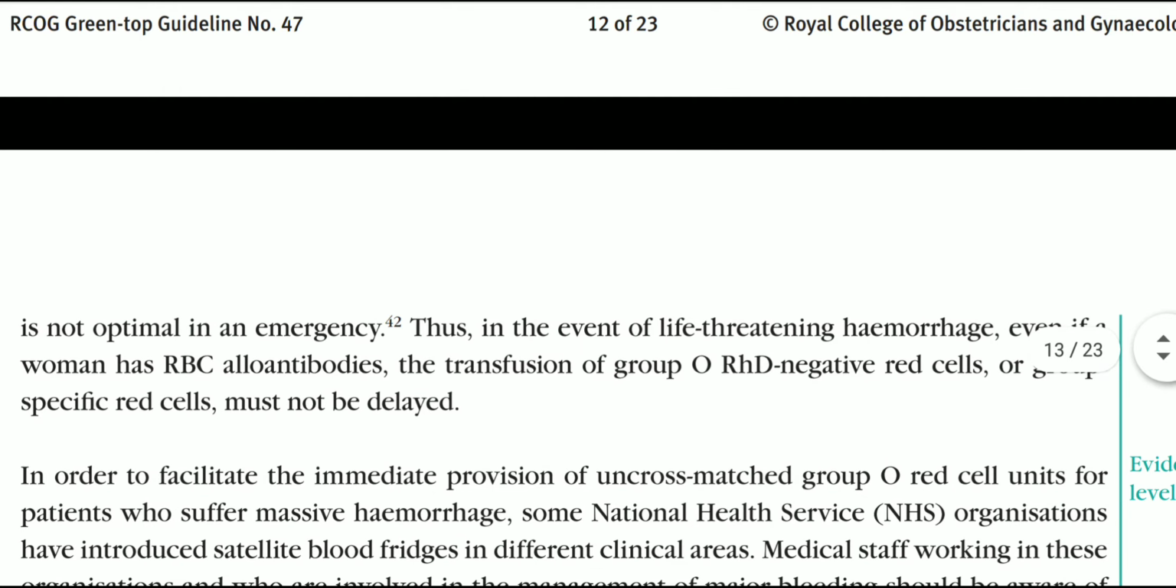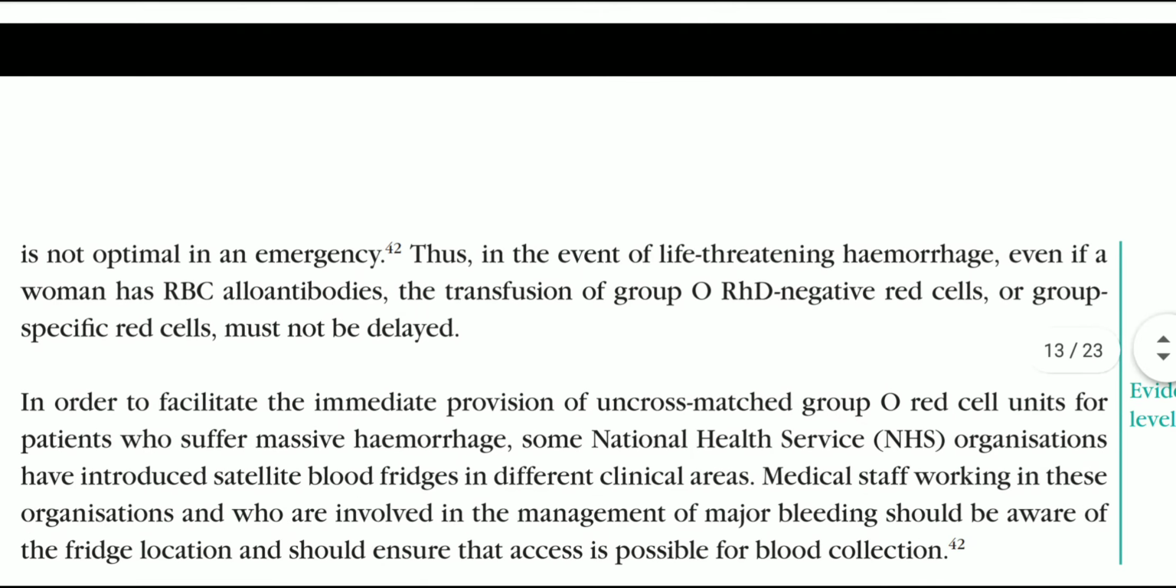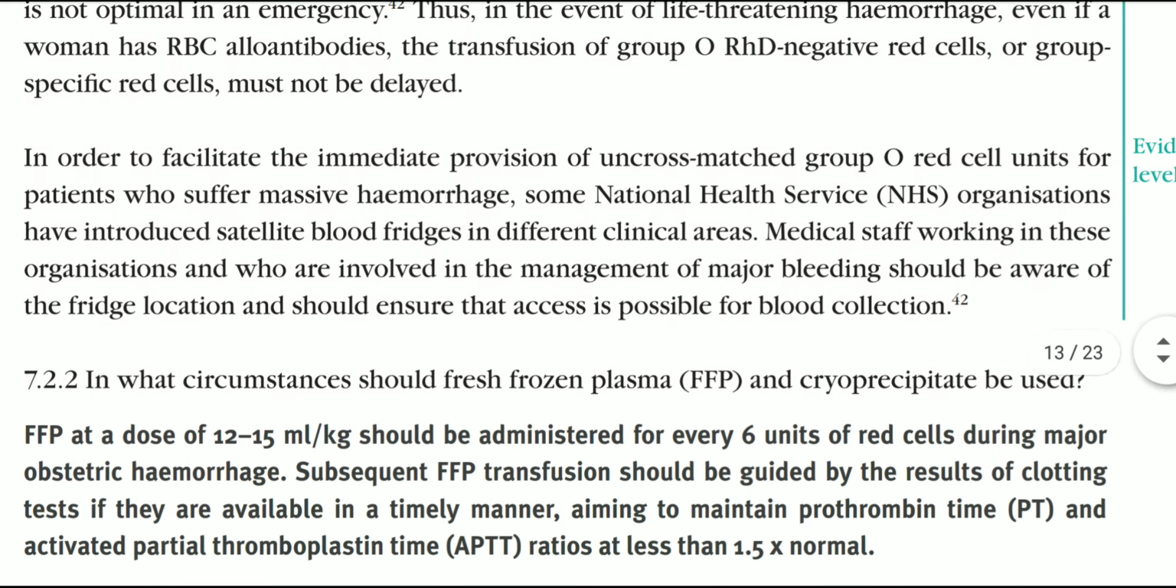Okay, thus in the event of life-threatening hemorrhage, even if the woman has red blood cell antibodies, the transfusion of group O RH negative red cells or group specific red cells must not be delayed. Okay, and the satellite blood fridge should be available in order to facilitate the immediate provision of uncross-matched red cells for patients who suffer massive hemorrhage.